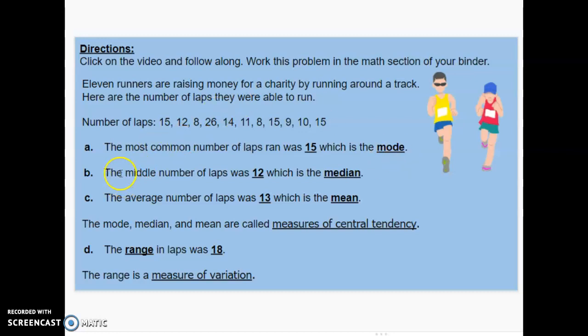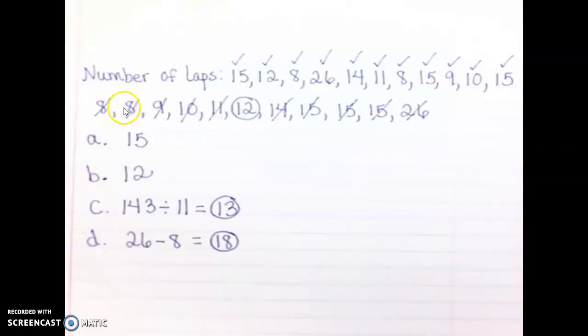B was the question asking us what the middle number of laps was, and 12 would be the answer to that. That middle number is called the median. So if we look at our list again, we marked off our high and low values back and forth until we reached that center number. And that would be our number that's in the middle. So this is called our median. Median is middle number.